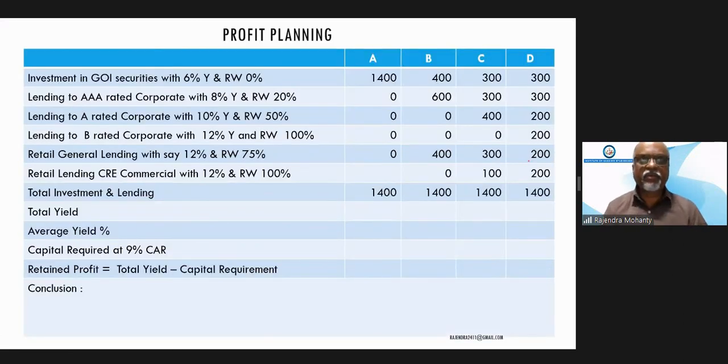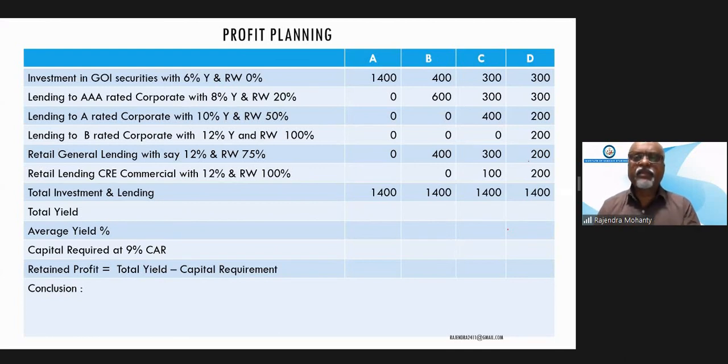This is about profit planning. How the profit planning of the bank can be done if such things are given. It's a mix of risk management and balance sheet management. Suppose a bank has 1400 rupees of fund available, and that fund can be used in A, B, C or D. There are 4 options available for how the funds can be utilized by the bank.